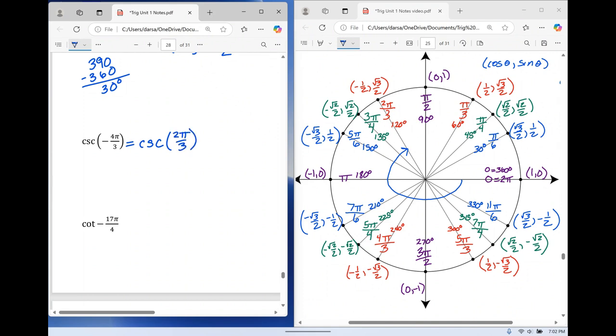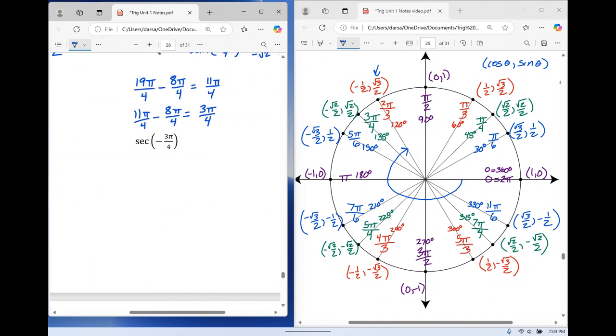Now, cosecant is the flip of sine. So we're going to look at the square root of 3 over 2. That is our sine. We will reciprocal that. 2 over the square root of 3, which gives me 2 square root of 3 over 3.